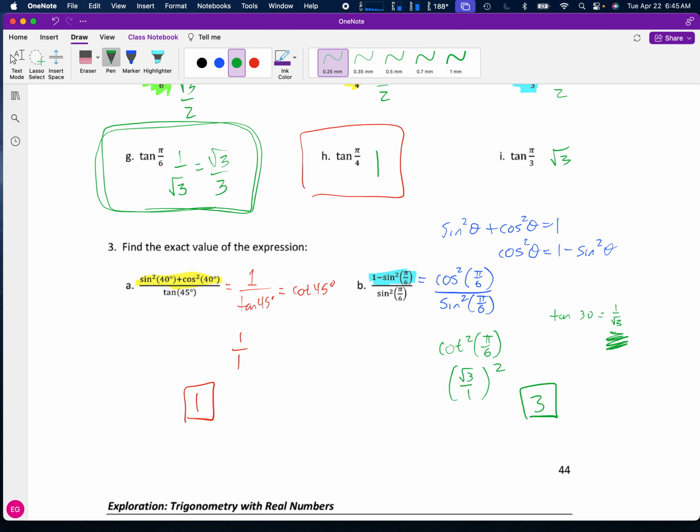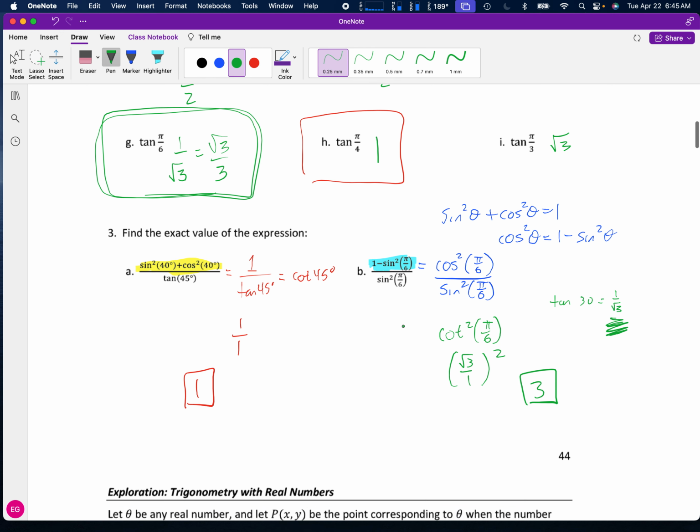And again, you could have done that by doing 1 minus sine squared of pi over 6 and figuring out what that is, dividing it by sine squared of pi over 6, whatever that is, and you should end up getting 3 either way. Alrighty.